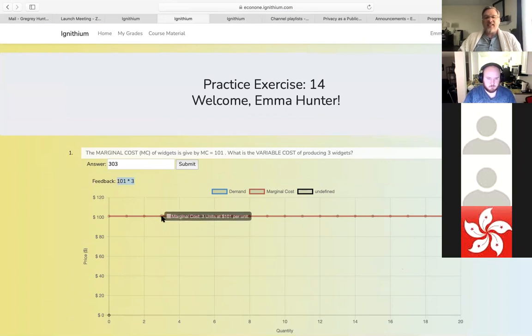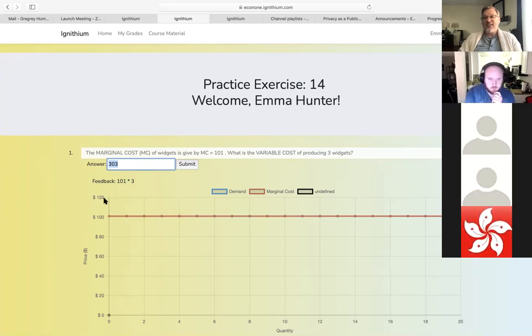Now, the more general lesson is that the variable cost is the area below the marginal cost curve. So we could have a little rectangle here, and its area would be 3 times 101, and the area of that rectangle would be 303. So the marginal cost and the variable cost are related in that the variable cost is the sum of the marginal cost. That's the point I was making.